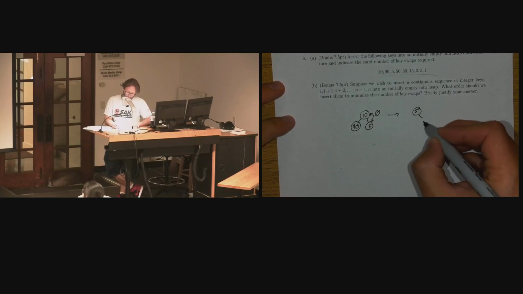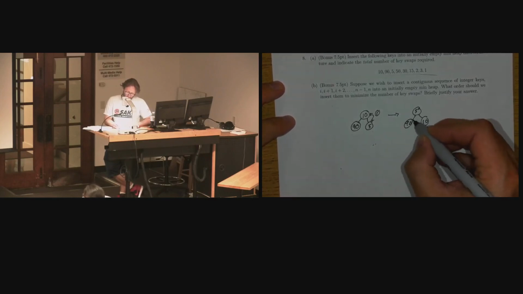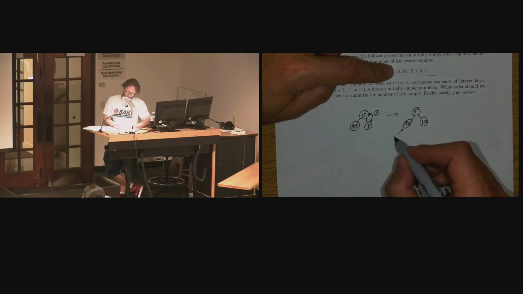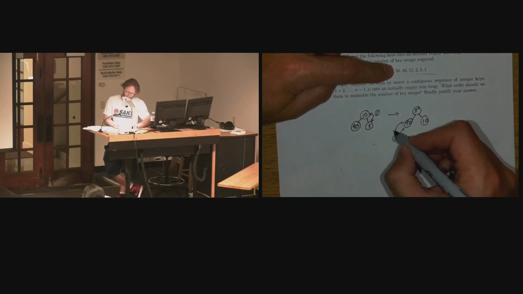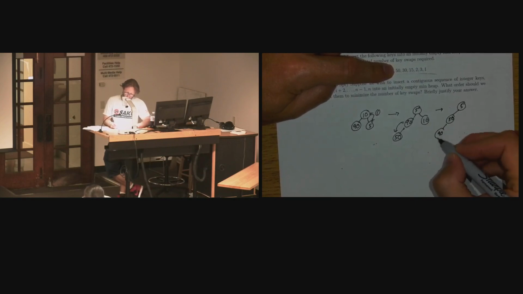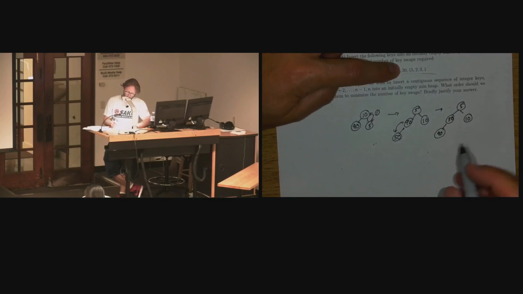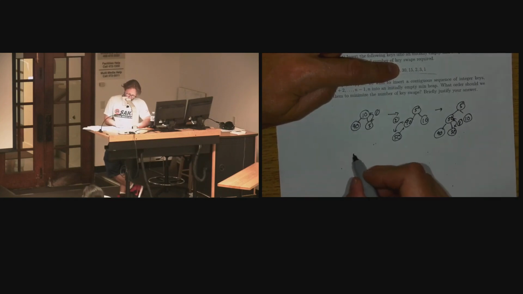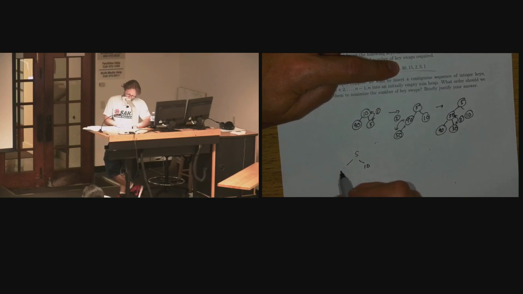5, 10, and 90. 50 gets inserted, and ends up being swapped just once. So 5, 50, 90, and 10. 30 gets inserted right here, right? And it ends up being swapped once. So counting these up, 2, 3. And we end up with 5, 10, 30, 50, and 90.